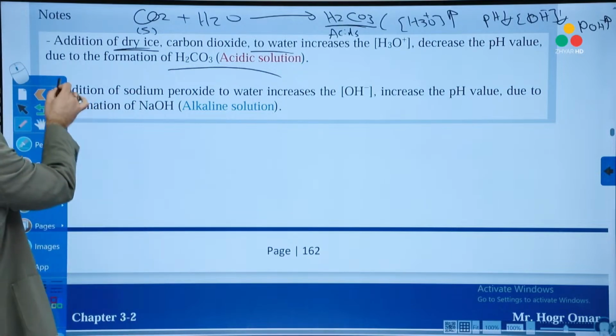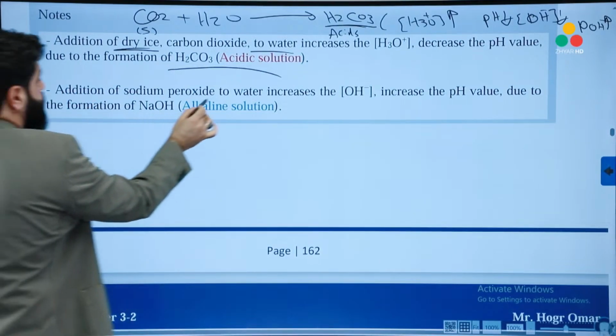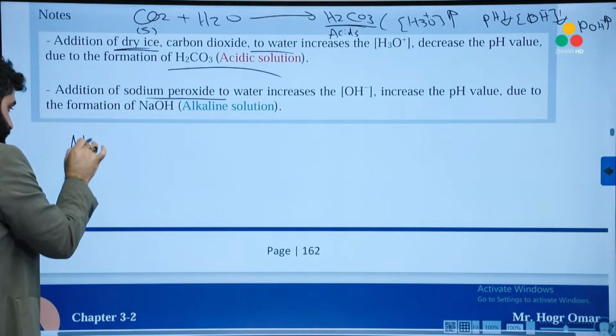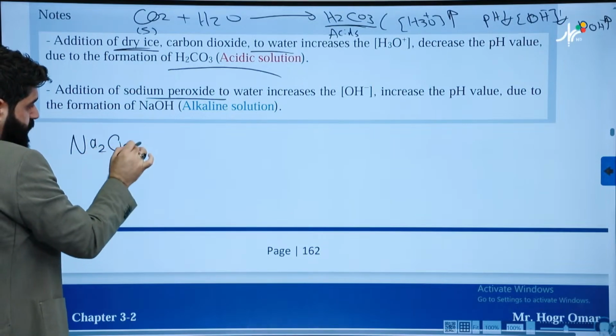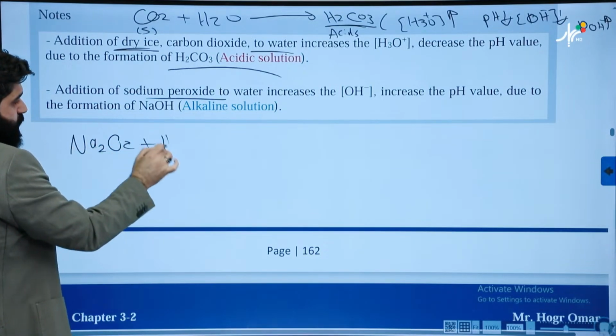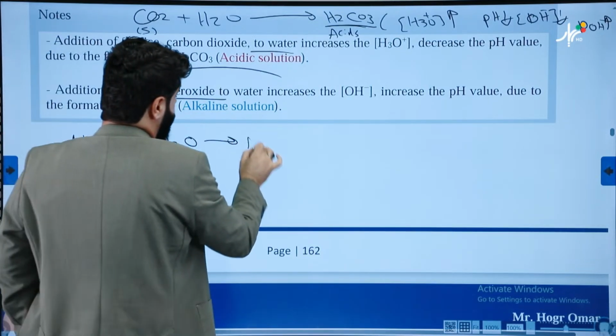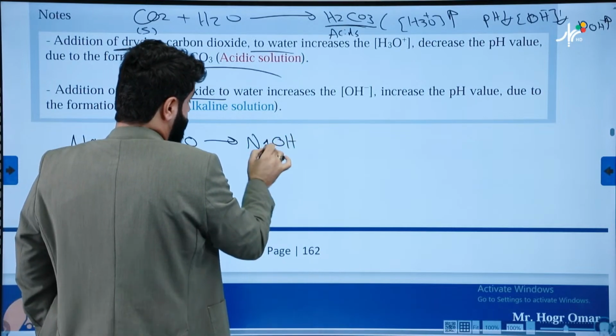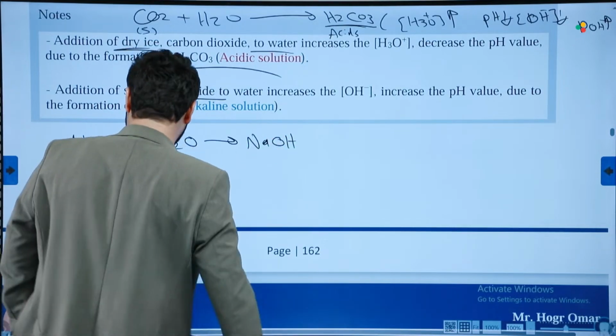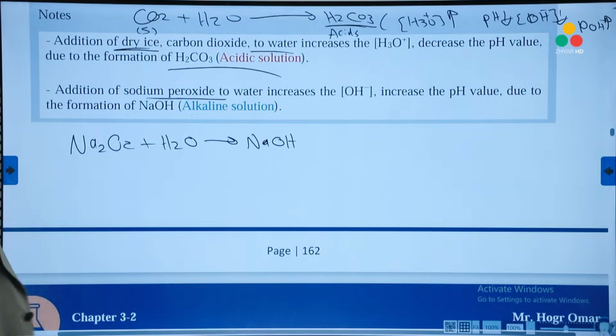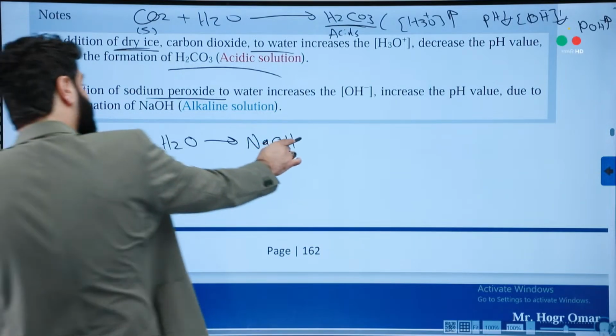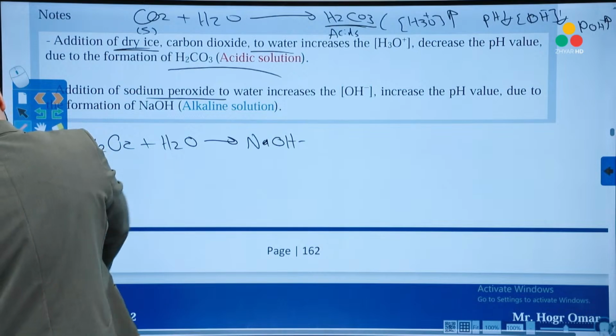Another one. Addition of sodium peroxide. This is sodium peroxide, Na2O2. Addition of sodium peroxide to water. It will form NaOH. Sodium peroxide produces NaOH. Never forget this, my dear. Okay, the point is, look at this.